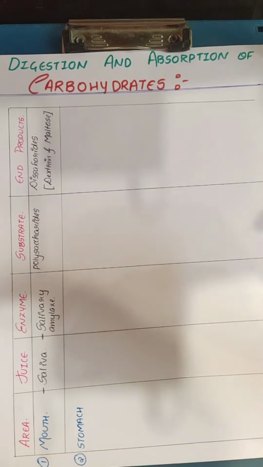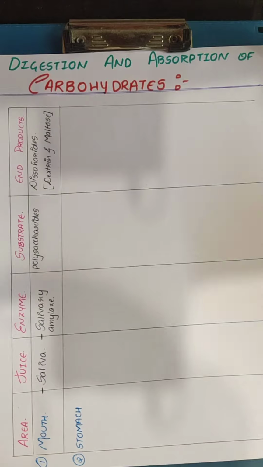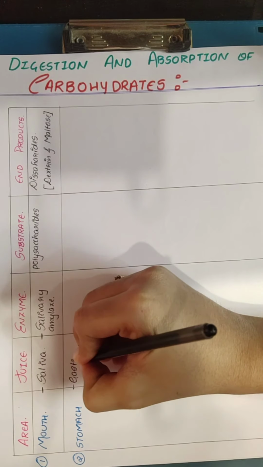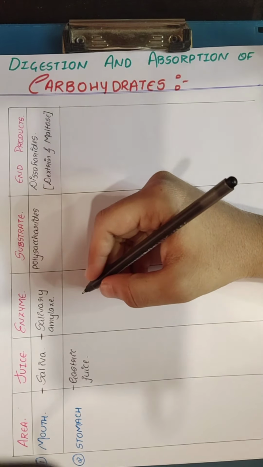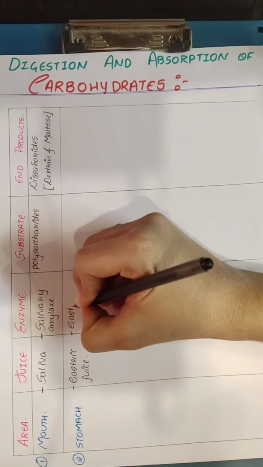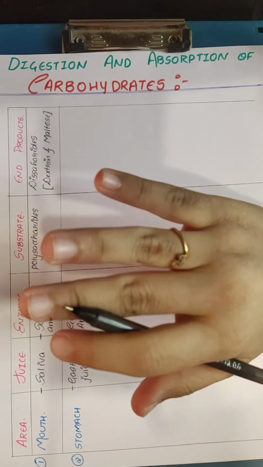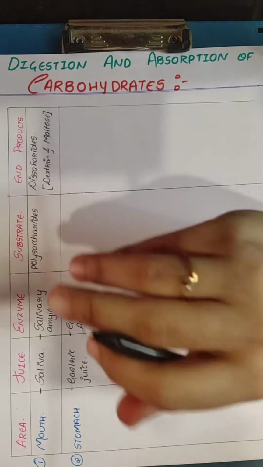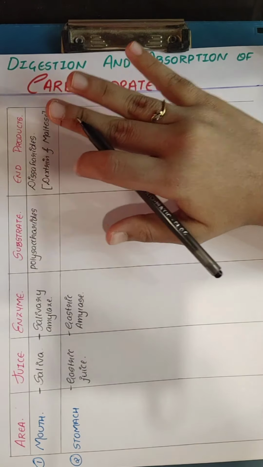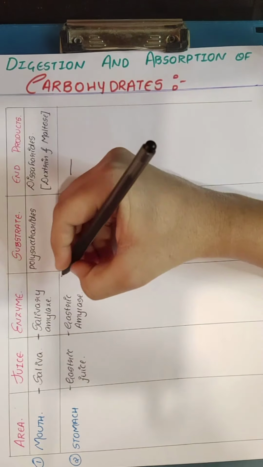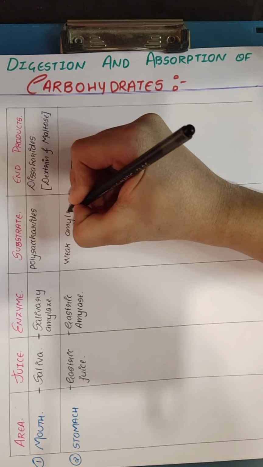In the stomach, there is presence of gastric juice. The enzyme involved is gastric amylase, which converts the weak amylase, and the end product is negligible because the substrate itself is weak. So put a dash here, and for substrate write weak amylase.